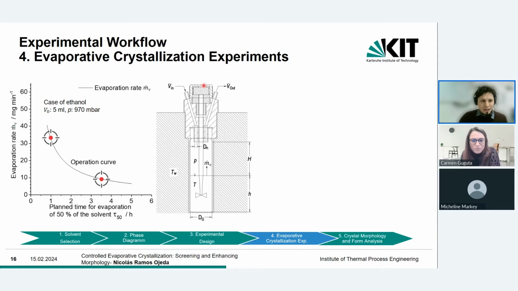And this is a special lid from Technobis. It has 4 openings: one for the inlet of the evaporating gas, one for the outlet, one for the use of seeding, and one for the measurement of the temperature inside the solution or suspension, because when you are evaporating, you have a cooling effect.